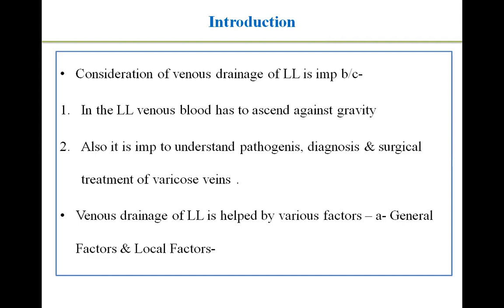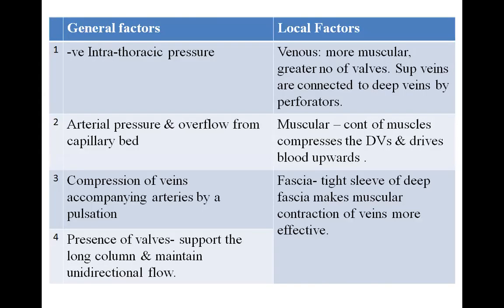Venous drainage of the lower limb is helped by various factors, and these factors are categorized into two: general factors and local factors. General factors are negative intrathoracic pressure, arterial pressure, and overflow from the capillary bed. Compression of veins accompanying arteries by pulsation. Presence of valves. They support the long column and maintain the unidirectional flow.